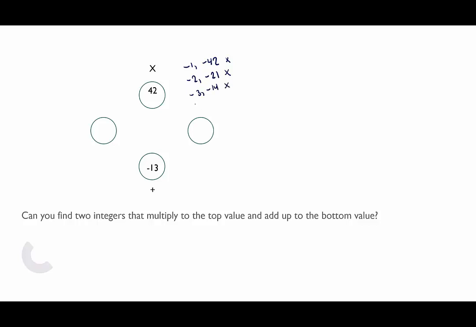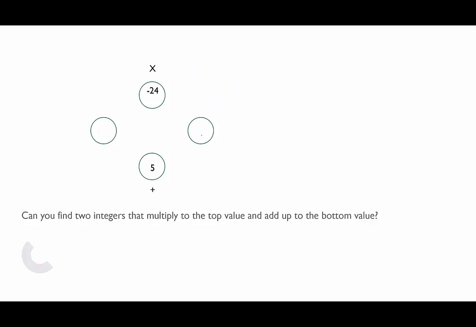4 doesn't go into 42. 5 doesn't. No. How about 6? Negative 6 times negative 7? That multiplies and makes 42. And if we combine them, we get negative 13. Remember, when we fill these in, the smaller integer goes in the first one. So we're going to put a negative 7 there because negative 7 is smaller than negative 6.